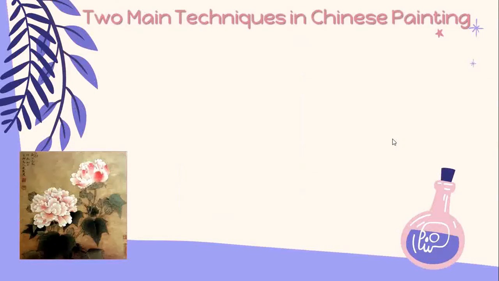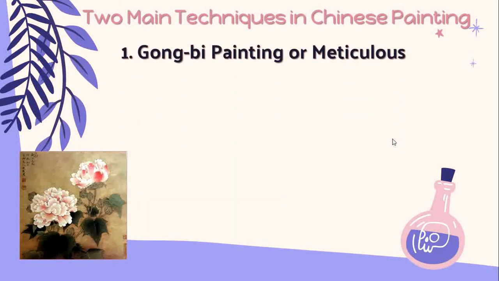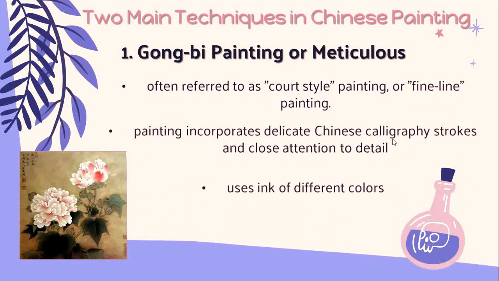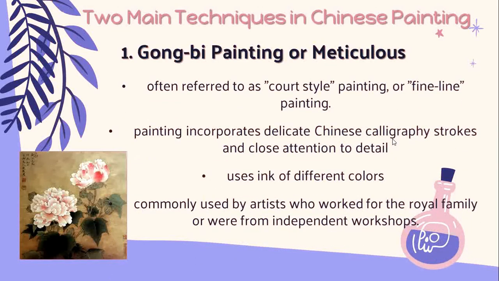Let's move on to the two main techniques in Chinese painting. First one, we have the Gongbi painting, or meticulous. It is often referred to as court-style painting or fine-line painting. This style of painting incorporates delicate Chinese calligraphy strokes and close attention to detail.